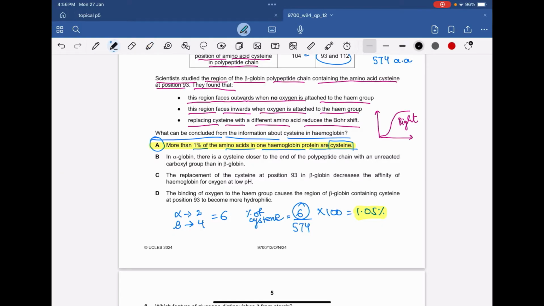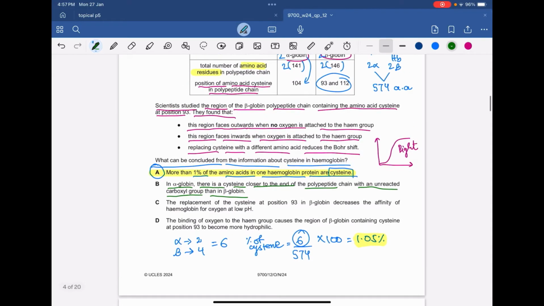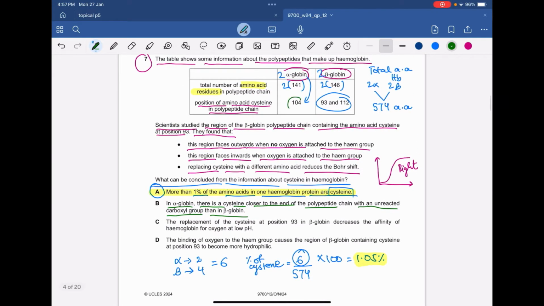Now we can also look at the other more relevant option, that in the alpha globin chain there is a cysteine closer to the end of the polypeptide chain with an unreacted carboxyl group than in the beta globin chain. Now let's see whether the cysteine of the alpha globin chain is closer to the end of the polypeptide chain, or the cysteine of the beta globin chain is closer to the end.